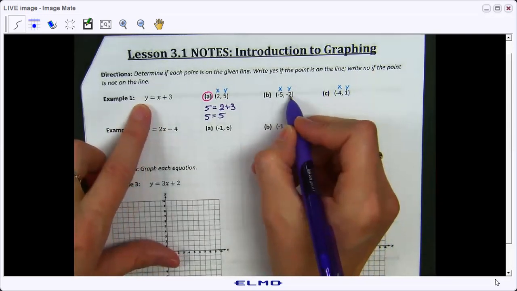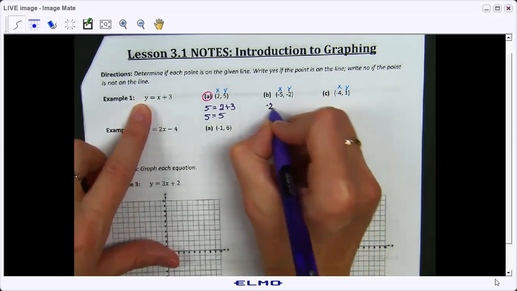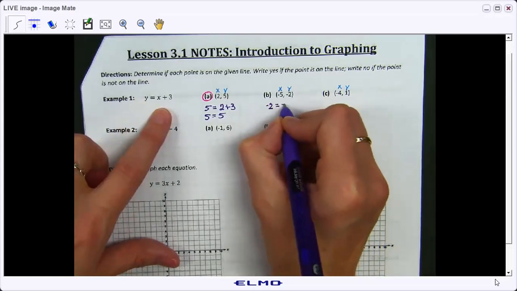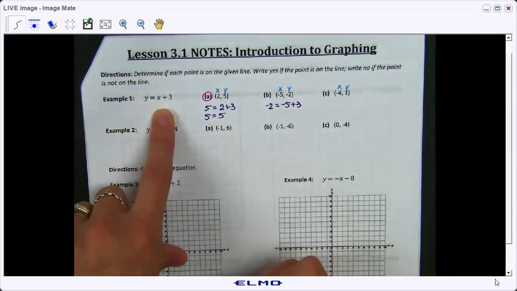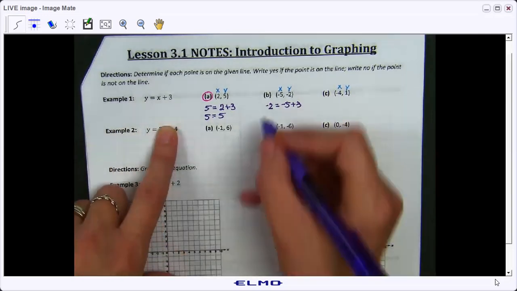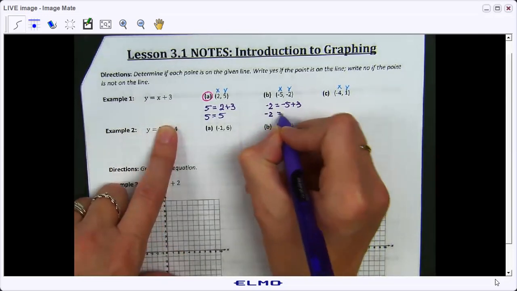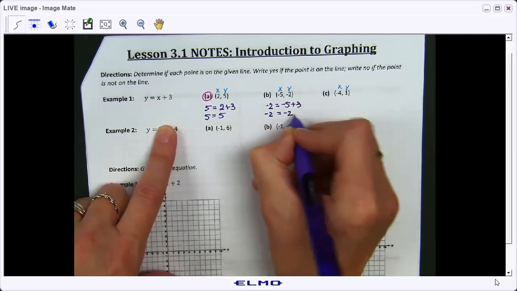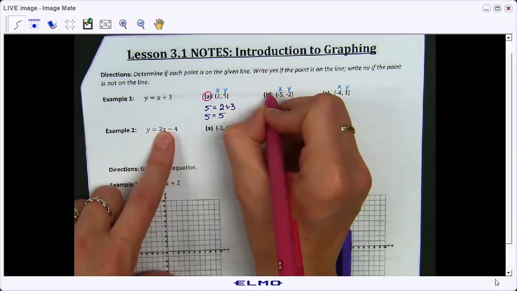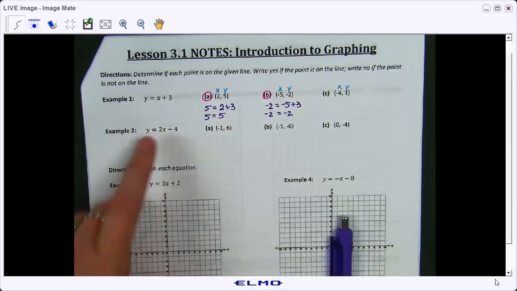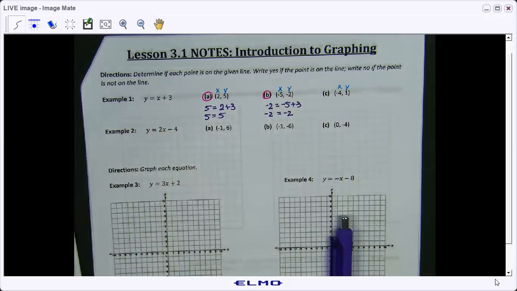So Y is -2. X is -5, and we're gonna add 3 to that. So -2 equals -5 plus 3, which is -2. -2 equals -2. So this is also a solution. Okay, all right, so go ahead and do the last one.